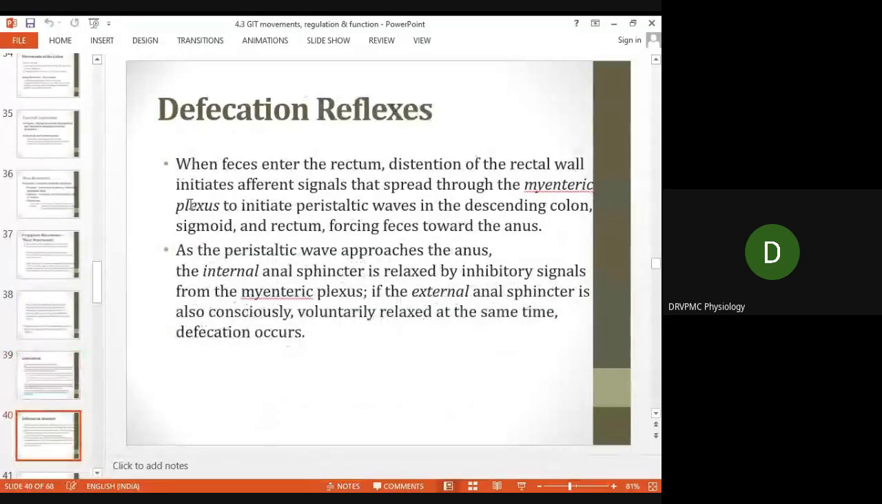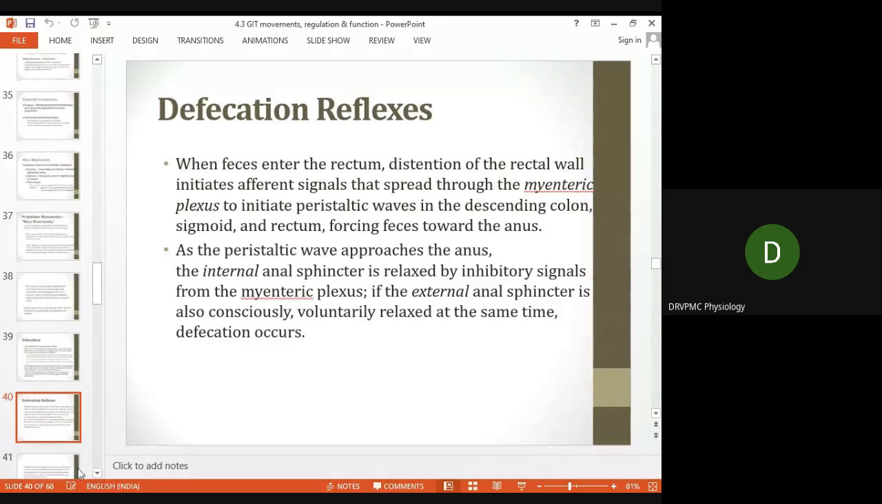What is the defecation reflex? When feces enter the rectum, distension of the rectal wall initiates afferent signals that spread through the myenteric plexus to initiate peristaltic waves in the descending colon, sigmoid and rectum, forcing the feces towards the anus. As the peristaltic wave approaches the anus, the internal anal sphincter is relaxed by inhibitory signals from the myenteric plexus. If the external anal sphincter is also consciously, voluntarily relaxed at the same time, defecation will occur.